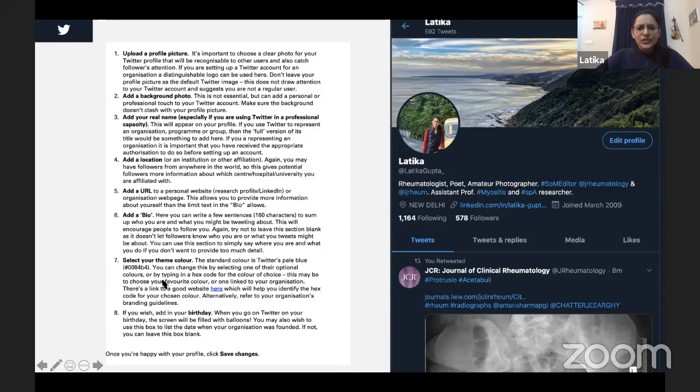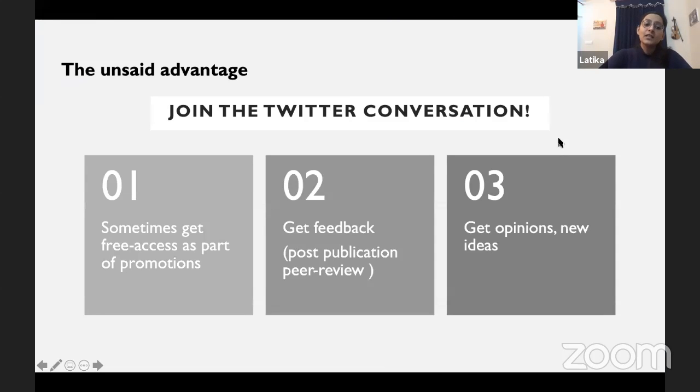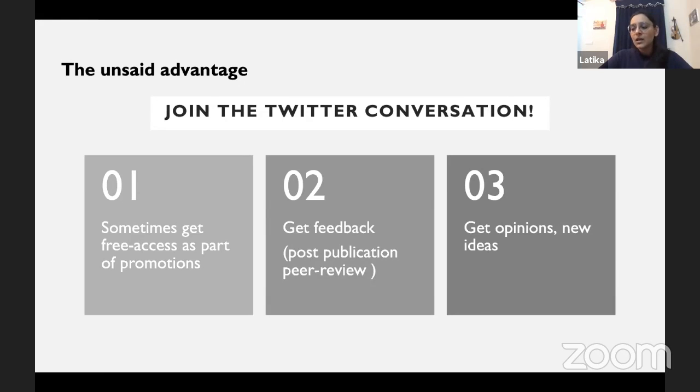And then the theme color, which is not so relevant, and the birthday again, which you probably do not need to share over there. And the unsaid advantage is sometimes, like journals, for example, the Journal of Clinical Rheumatology, it's a paid journal, but sometimes some articles are free as part of promotion. So they set free a particular article for a fortnight and you can read it. And then you get feedback. So post-publication peer review, like I talked about, the most discussed articles, and you get new ideas when you talk with people, and then it can fuel further research.